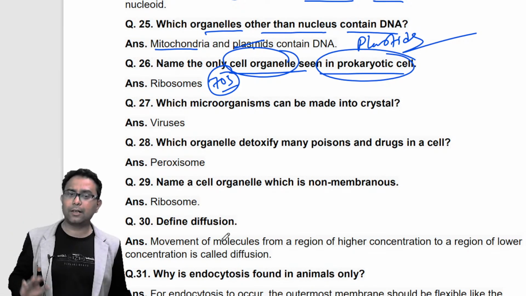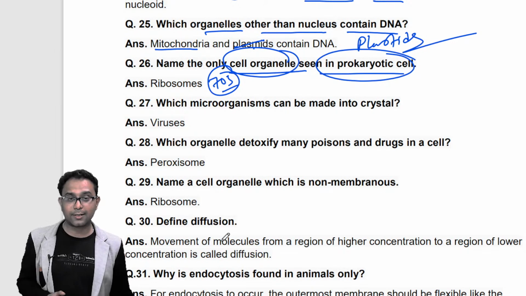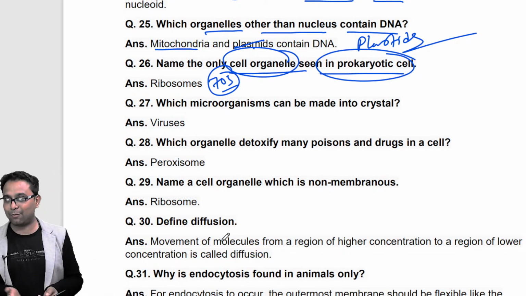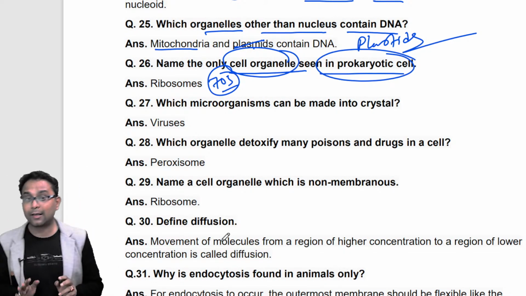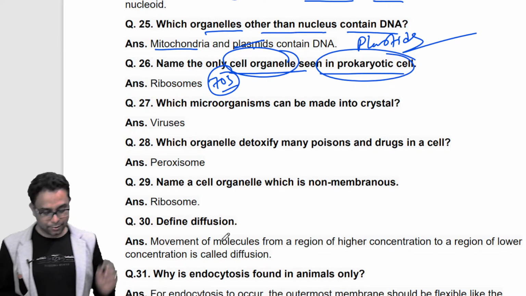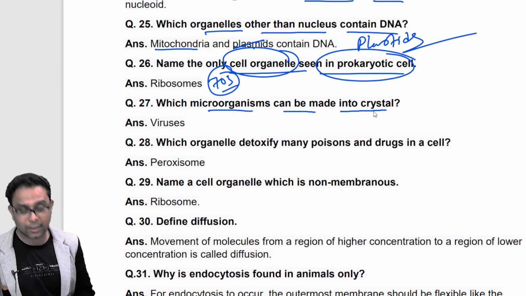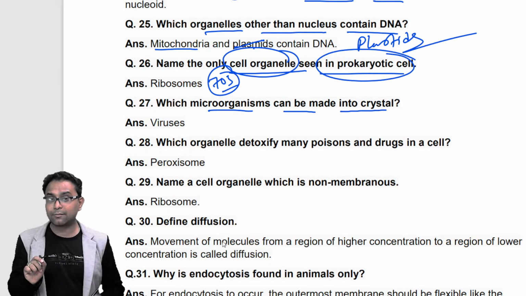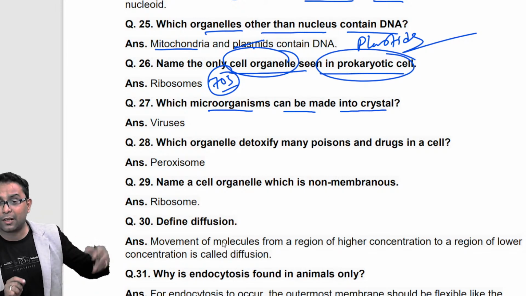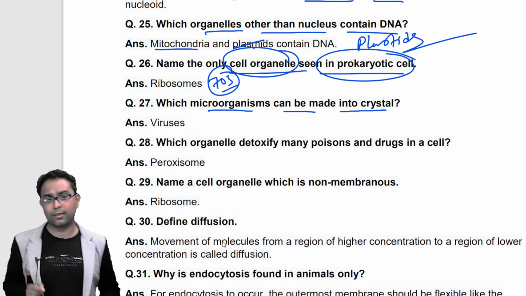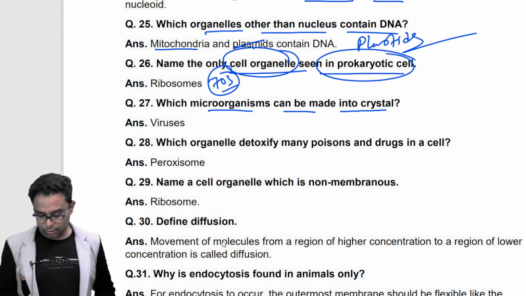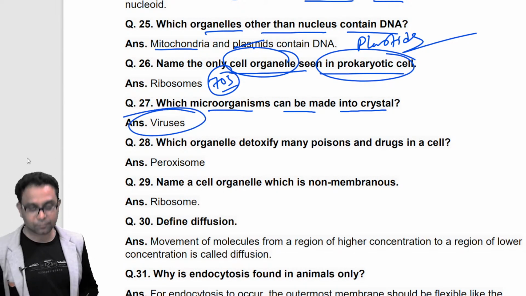Eukaryotic cells have lots of different types of cell organelles, but in prokaryotic cells only the ribosome is there, and they are the 70S type. Next question: which microorganism can be made into a crystal? If it is converted to crystal, which microorganism? This one is the virus.